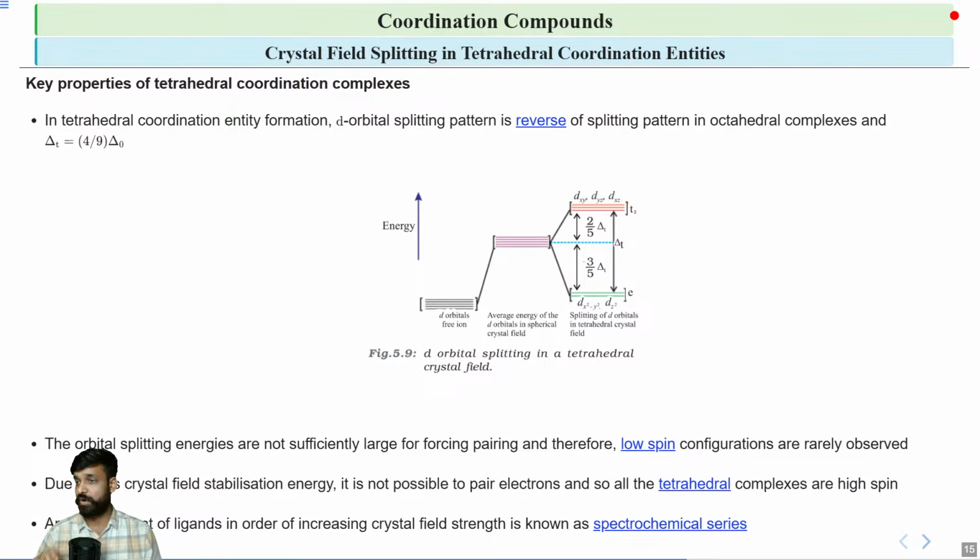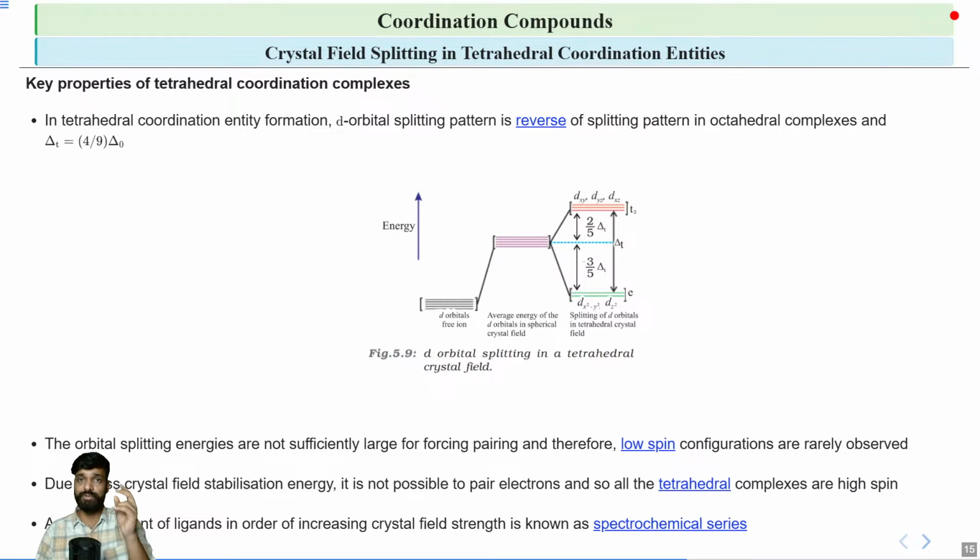So one more important point you should remember, that all the metal ions of the 4D and 5D series. Okay, so we have three series, 3D, 4D and 5D. All the metal ions of the 4D and 5D series will form a lower inner orbital complex. Okay, means they will always form a lower spin complex. Is it clear to you? Any doubt in this part?